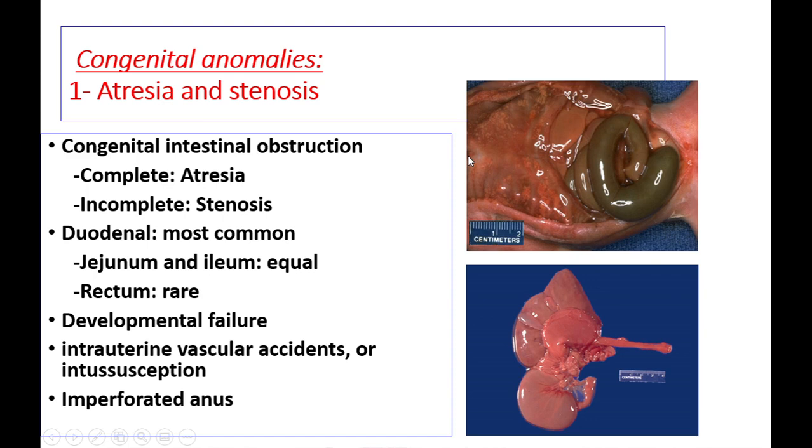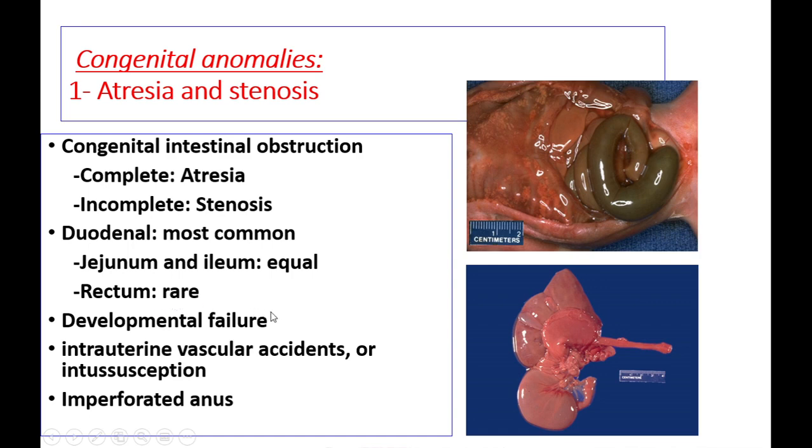Congenital anomalies, first is atresia and stenosis, as we discussed previously in the esophagus. Atresia means obliteration of a bowel loop or bowel segment, and stenosis is narrowing of that segment. If it is complete, it's called atresia. If it is incomplete narrowing, it is called stenosis, most commonly seen in the duodenum. Duodenum and ileum have equal incidence, and it is rare in the rectum.